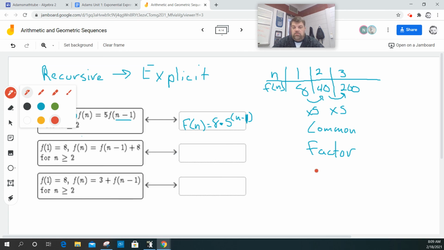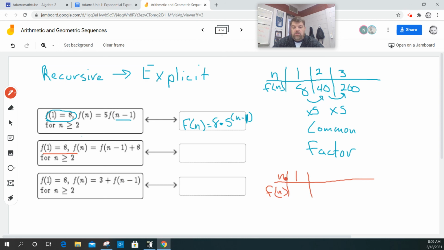Now this one, I'm going to do this one next. Our first term is 8. So when n equals 1, our first term is equal to 8. But it says take our previous term and then add 8. So I'm just going to add 8. So to get my second term, I'm just adding 8. So this will be 16. My third term, again, I'm just adding 8. So this will be 24.